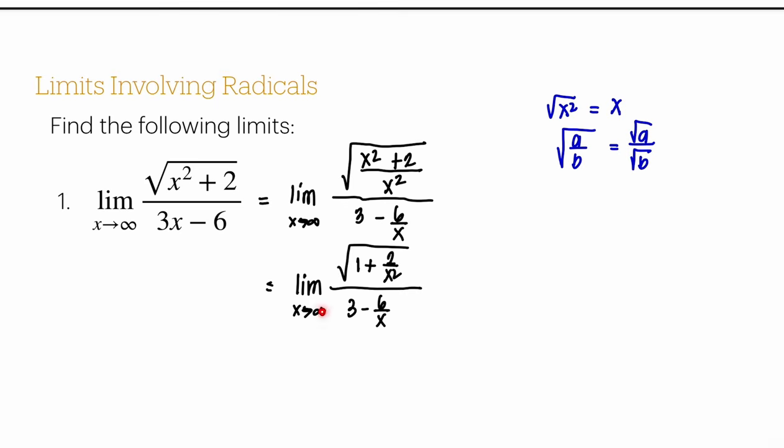And so when we evaluate the limit now, this will become 0, and this is also 0, and the square root of 1 is 1, and so our answer is 1/3 indeed.